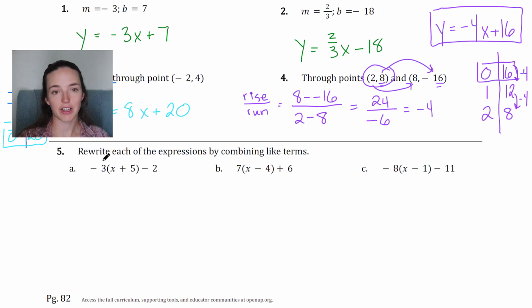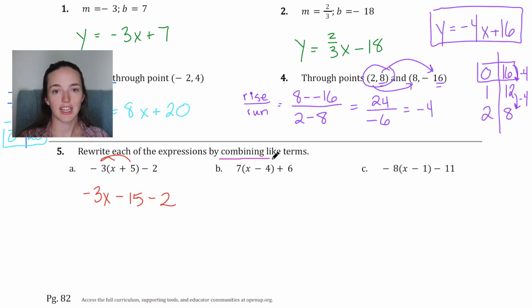So when you have a negative outside of parentheses, make sure you distribute that number. -3 times x is -3x. -3 times 5 is -15. Nothing happens to the -2 because it's not in the parentheses. It's just tacked on to the end here.